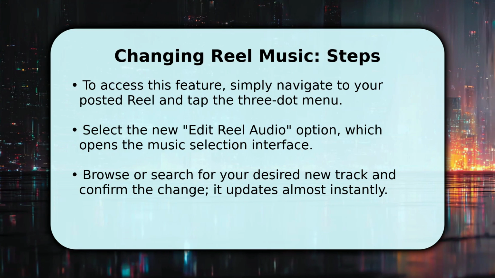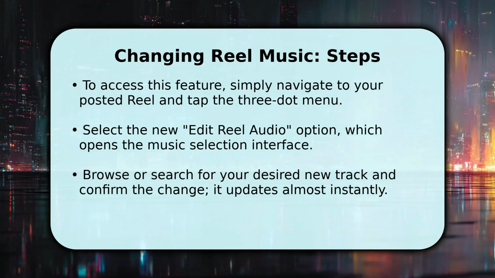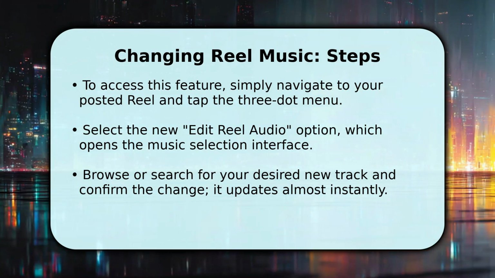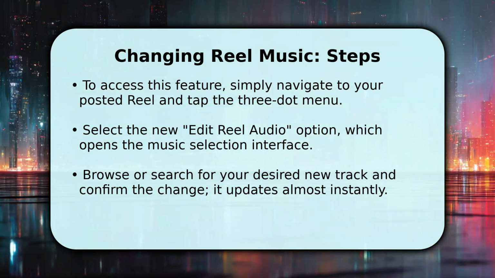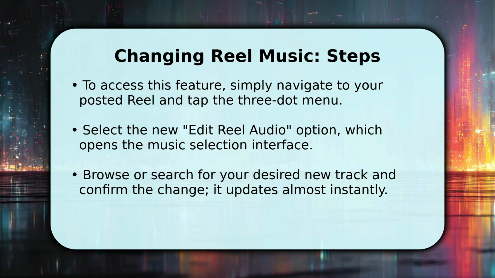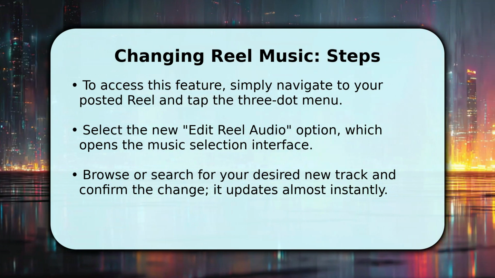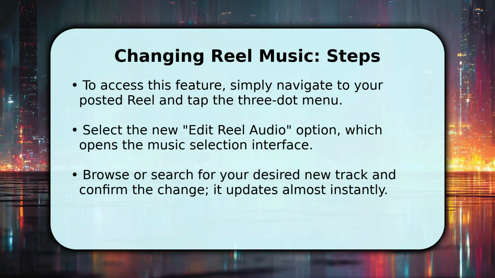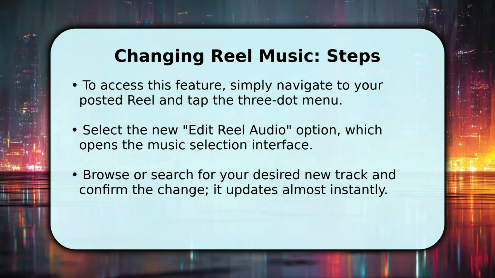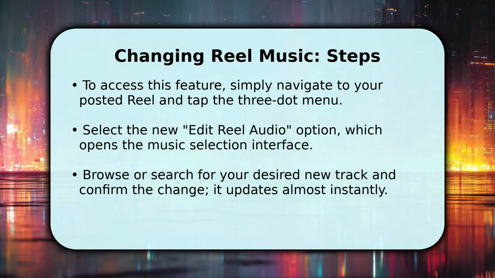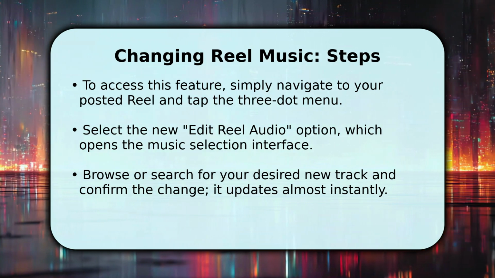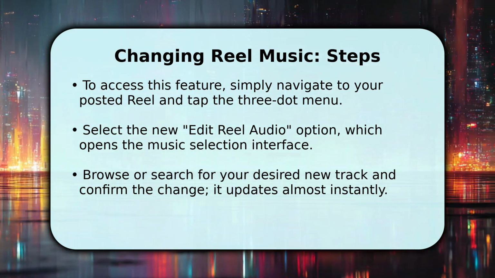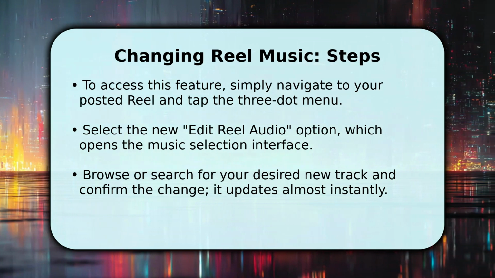So how do you actually do it? It's surprisingly straightforward. First, open the reel you want to modify from your profile. Then, tap the three dots located at the bottom right corner of the screen. From the options that appear, you will now see a clear selection titled Edit Reel Audio. Tapping this will take you to Instagram's music library, where you can easily search for and select your perfect new soundtrack. Confirm your choice, and your reel's music will update seamlessly.